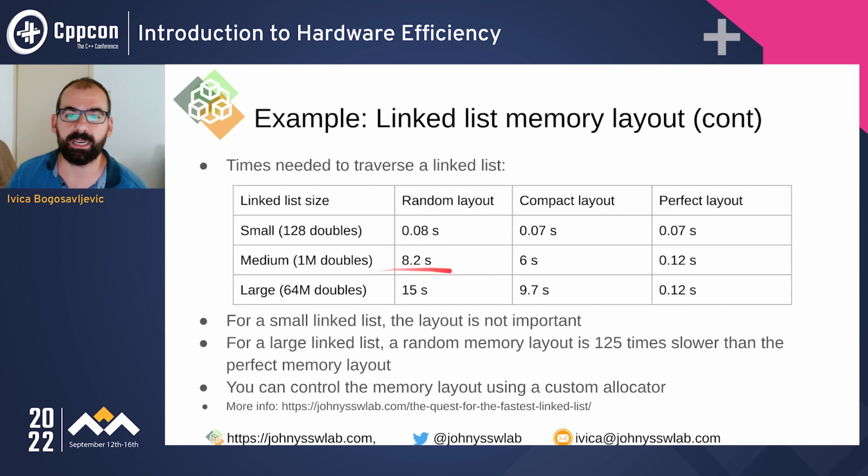But for medium and large, we see that the perfect layout is much faster than both the compact and random layouts. You see that the perfect layout scales really well. It is just a little bit slower, but compact and random layouts scale really badly, going from 0.08 seconds to 8.2 seconds to 15 seconds. Now you can control the layout by using a custom memory allocator, and I wrote about that in this blog post, The Quest for the Fastest Linked List.